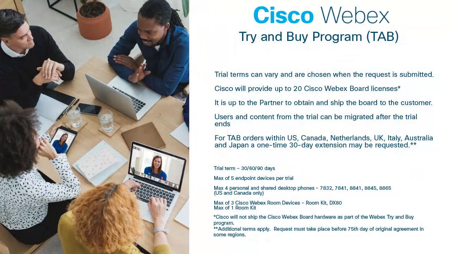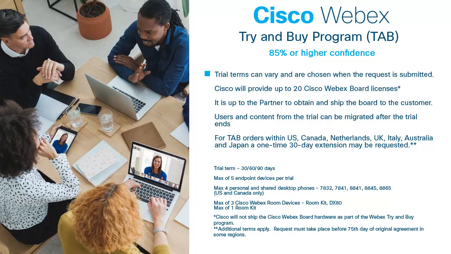The Webex Try and Buy program, known as TAB, is a free global service that allows prospective Cisco customers the opportunity to try Webex products and services for a short period before buying them. Trials are managed in Cisco Webex Control Hub. It is intended for customers where you have an 85% or higher confidence in the sale. Trial terms can vary and are chosen when the request is submitted.